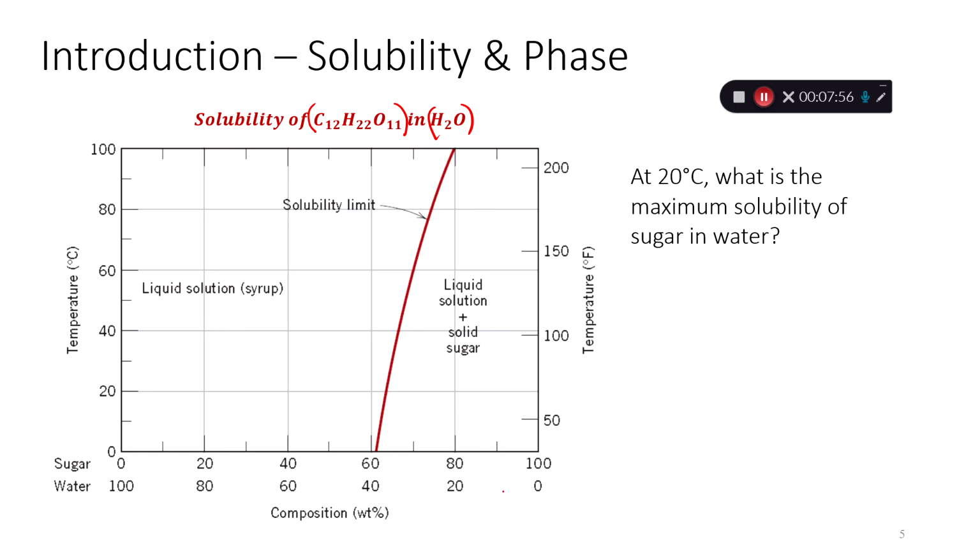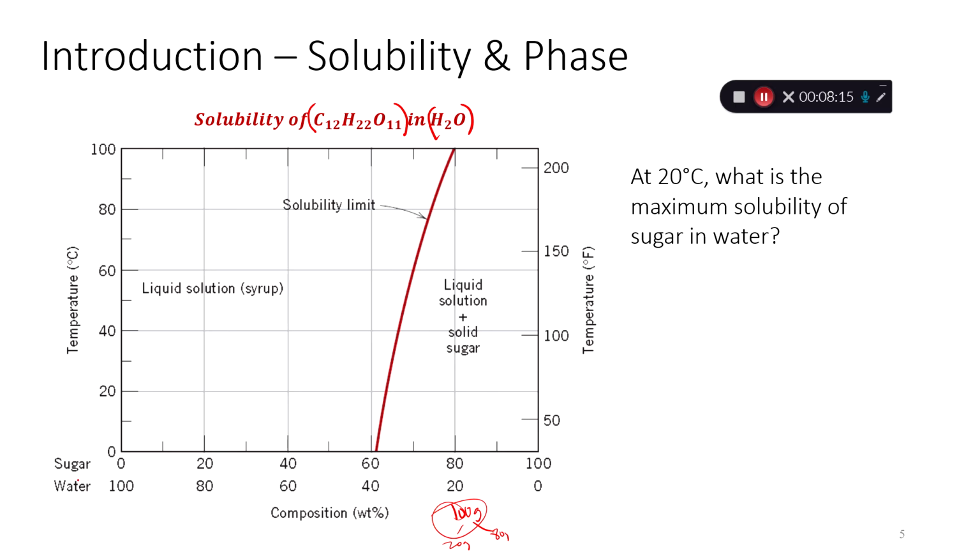Okay, so this is how you read the composition axis. It's in weight percentage. Weight percentage means total 100 grams and then divide it accordingly. 20 grams, 80 grams, etc.